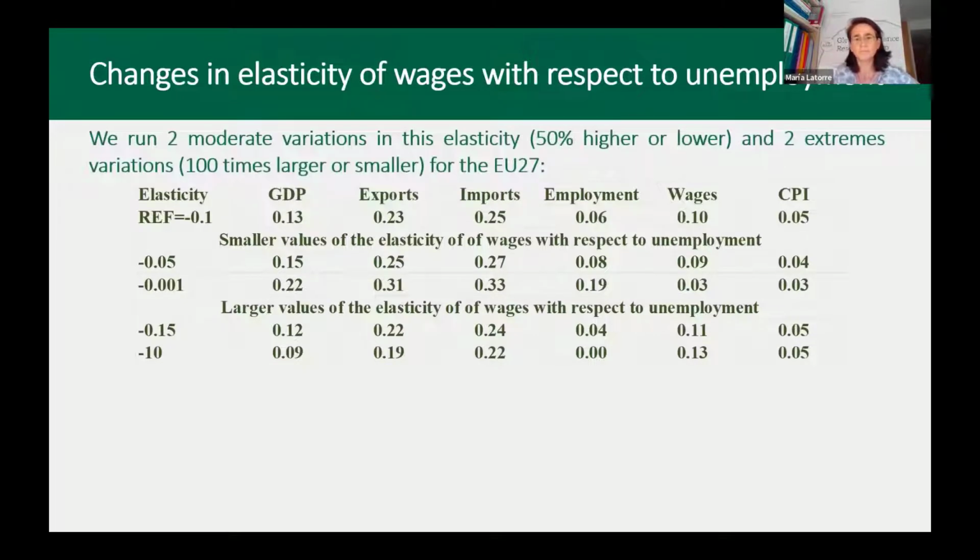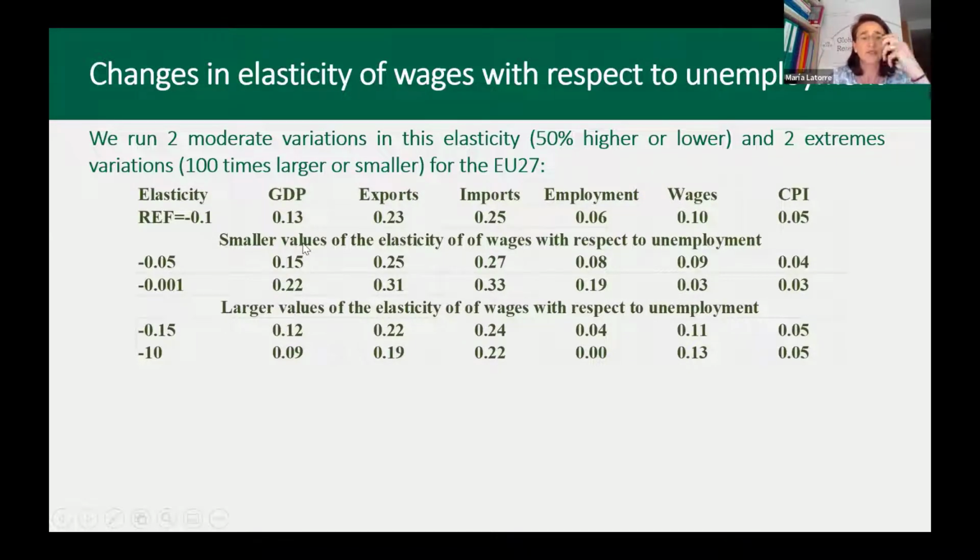So let me show you here at the top of the table our central estimation. I'm looking here, to keep things manageable, at the impact for the EU-27. And we find this 0.13 GDP increase in our central scenario. And then we have two values that are smaller. One is half of our central estimation, and the other one is quite extreme, 100 times lower.